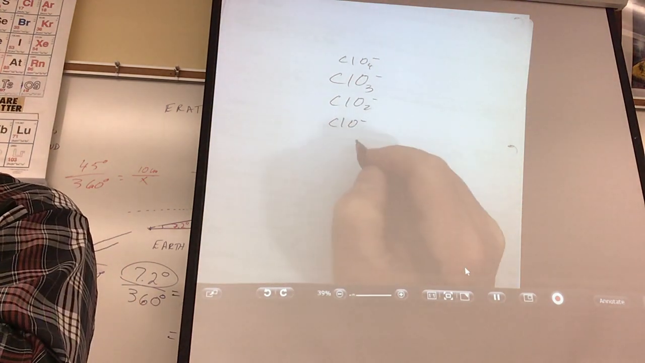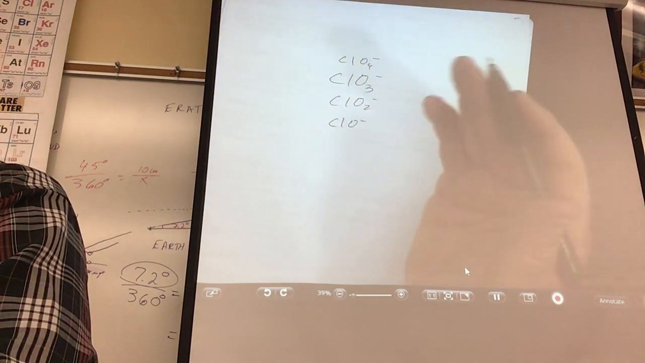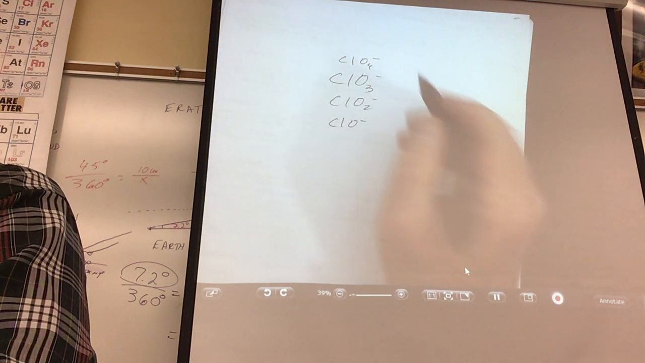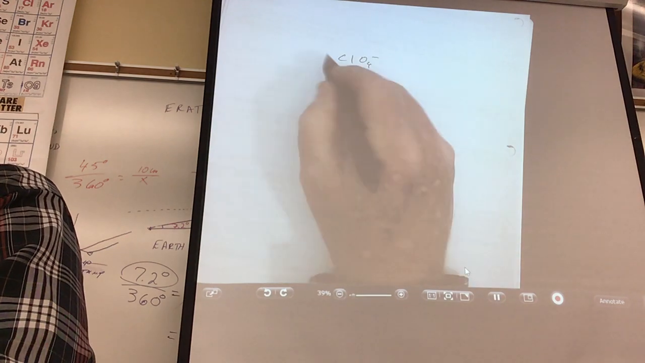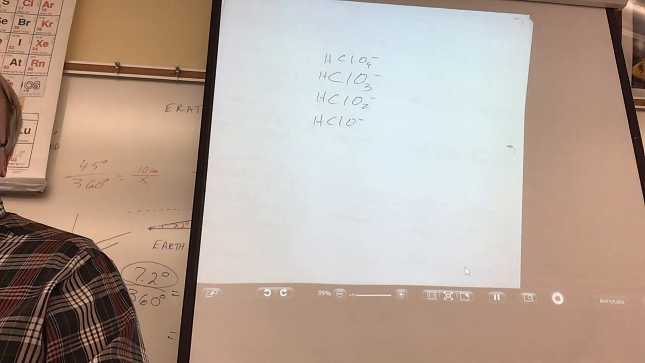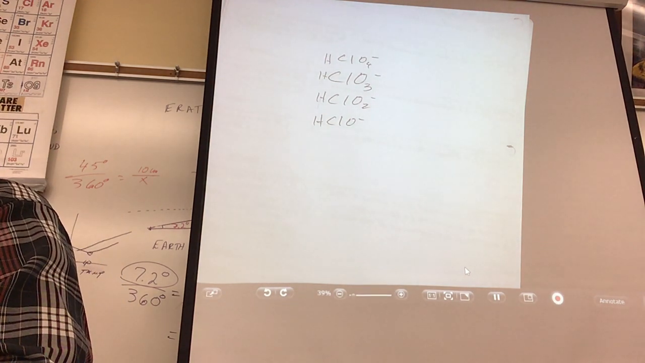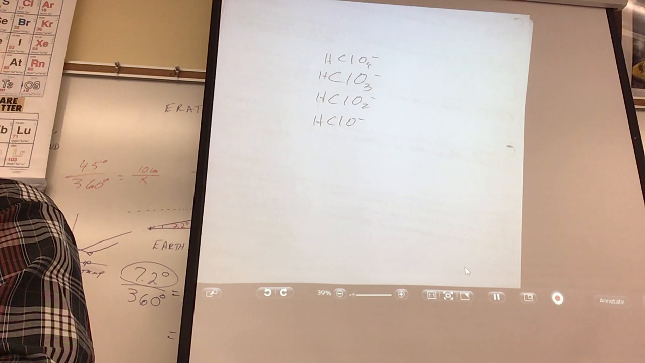How many hydrogens am I going to need to make this into a compound? By the way, acids and bases are compounds, aren't they? But yeah, how many hydrogens do I need? 1, 1, 1, 1. There you go. Now, see if you can name all 4 of those acids. You can do it.